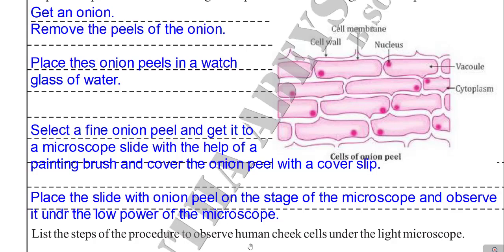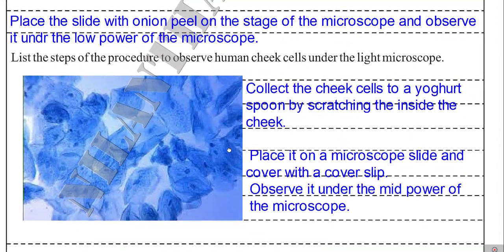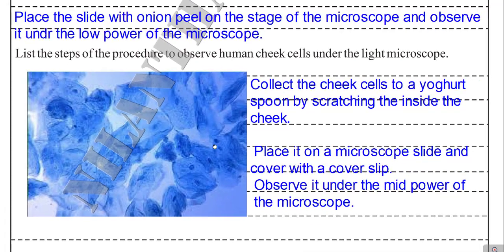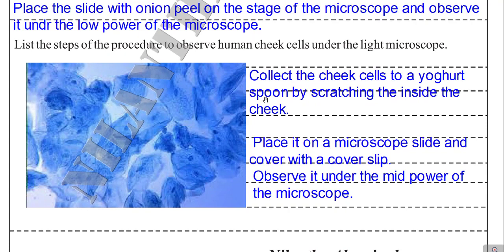Then we are observing an animal cell, children. Okay? And this is the way we observe an animal cell. Actually, I am showing you the prepared slide with the microscope. How can we get it? Collect the cheek cells with a yogurt spoon. We open the mouth and, like that, with the yogurt spoon we can get the cells from inside the mouth, inside the cheek, like we are opening and getting.